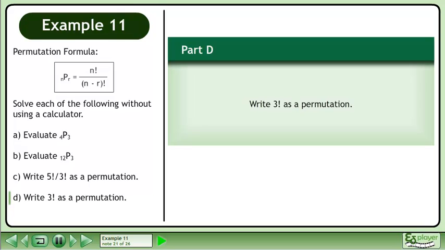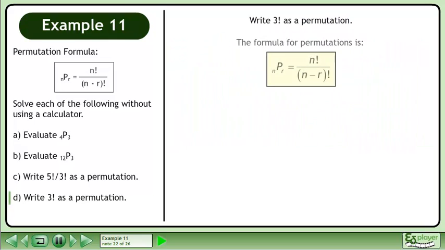In part D, write 3 factorial as a permutation. The formula for permutations is nPr equals n factorial over n minus r factorial. Rewrite 3 factorial as a fraction with a denominator of 1. The numerator tells us that n equals 3.